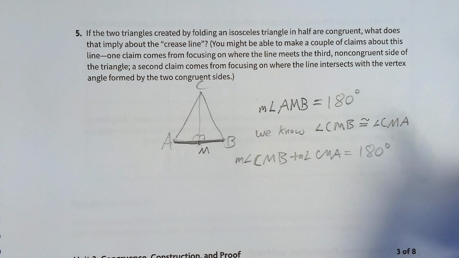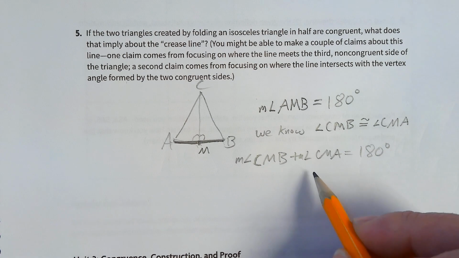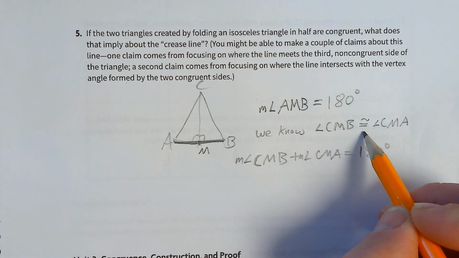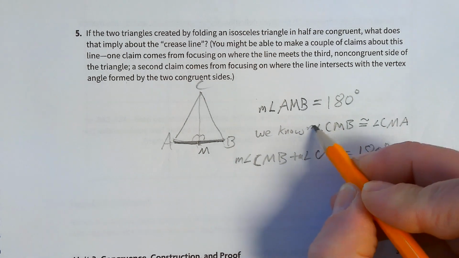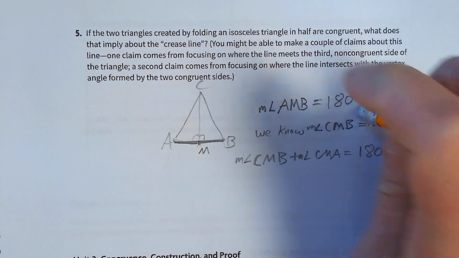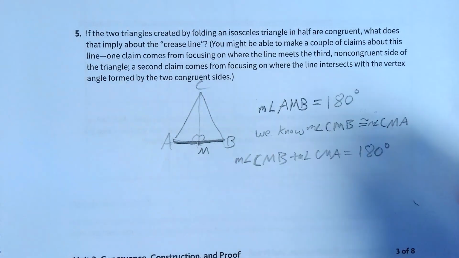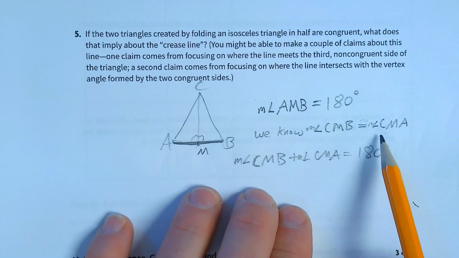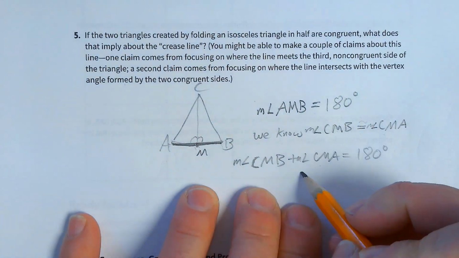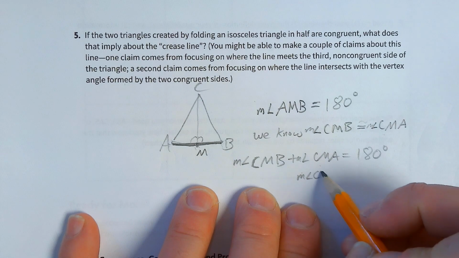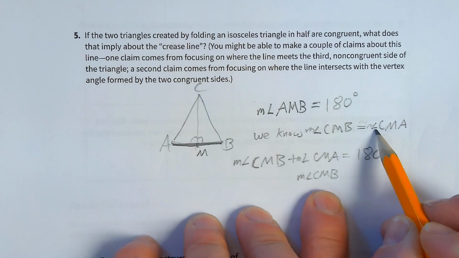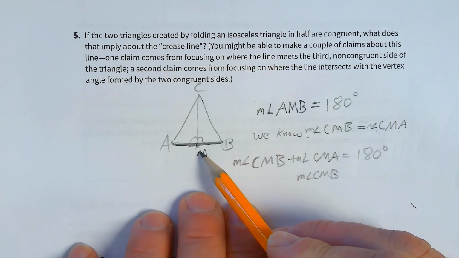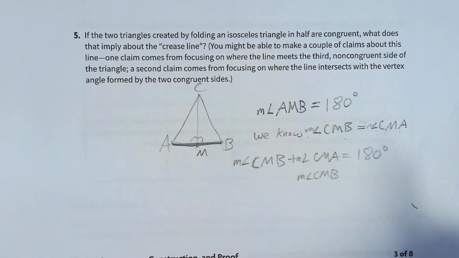What am I going to do here? Okay, now because they're congruent, I know that their measures are equal, so I change these to measures and get rid of the congruency symbol. I'm actually going to swap this one out for the measure of angle CMB, because the measure of angle CMA equals the measure of CMB. They're the same. How do we know? Because they're congruent triangles.